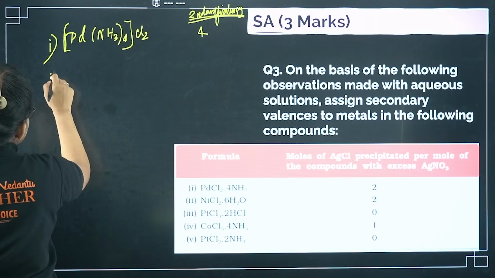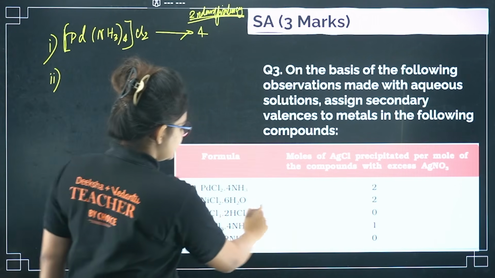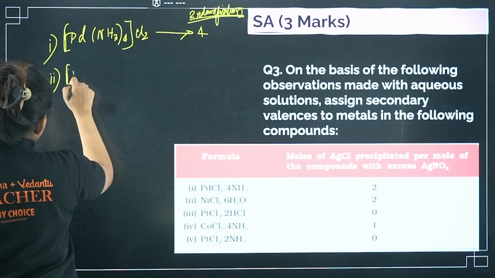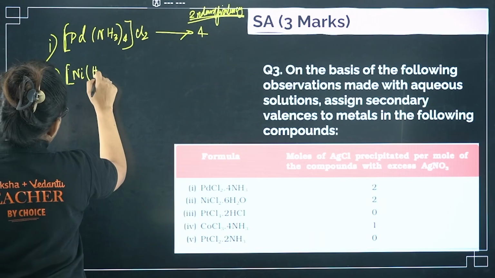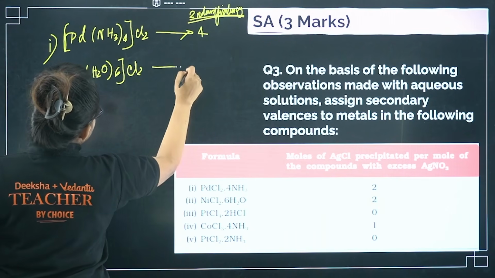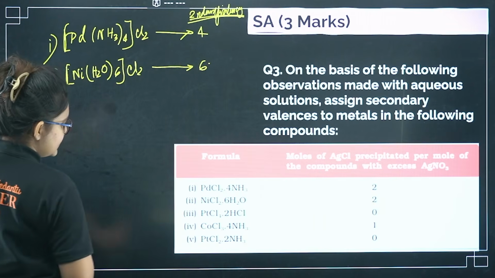Second case, if I draw it, you can see I am getting 2 units of AgCl precipitate. So Ni(H2O)6 outside Cl2. In this case it is a secondary valency of 6.